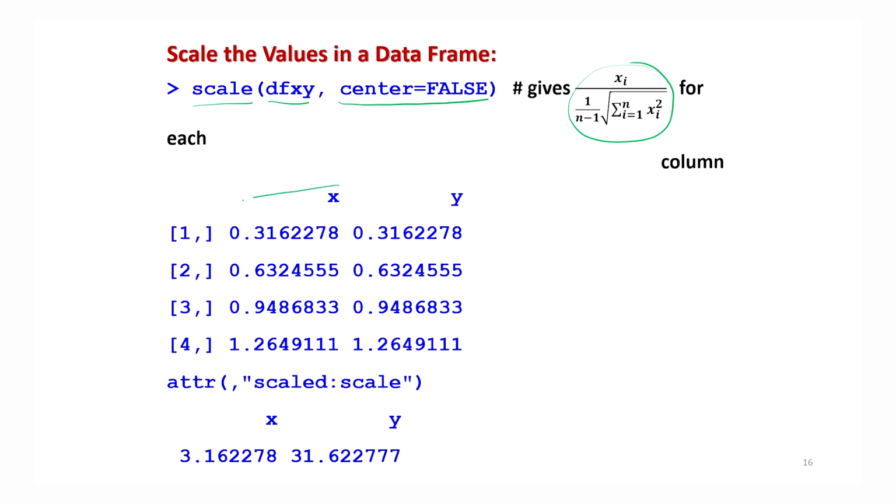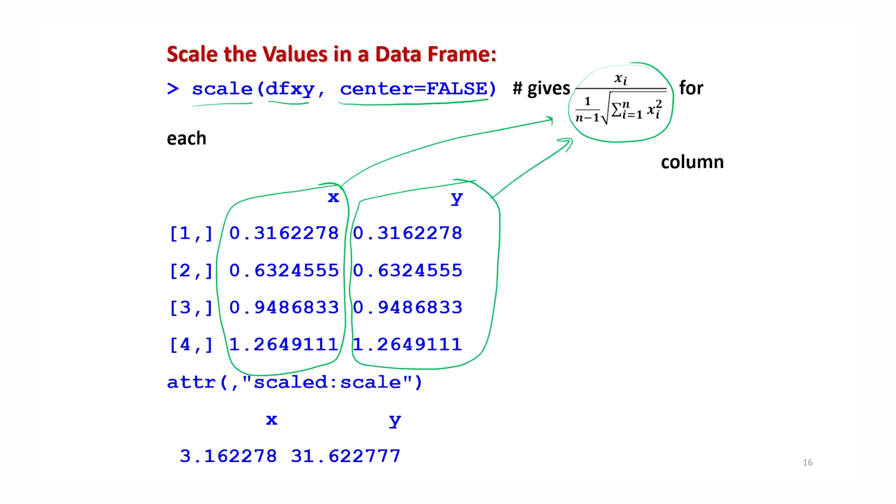So you can see here these are the standardized values obtained using this function, and these are the standardized values of y, also obtained column-wise. And these are the scale values used in this data set, which are essentially the values of the square root of 1 over n minus 1 summation xi square, and the square root of 1 over n minus 1 summation yi square. So these are these values.